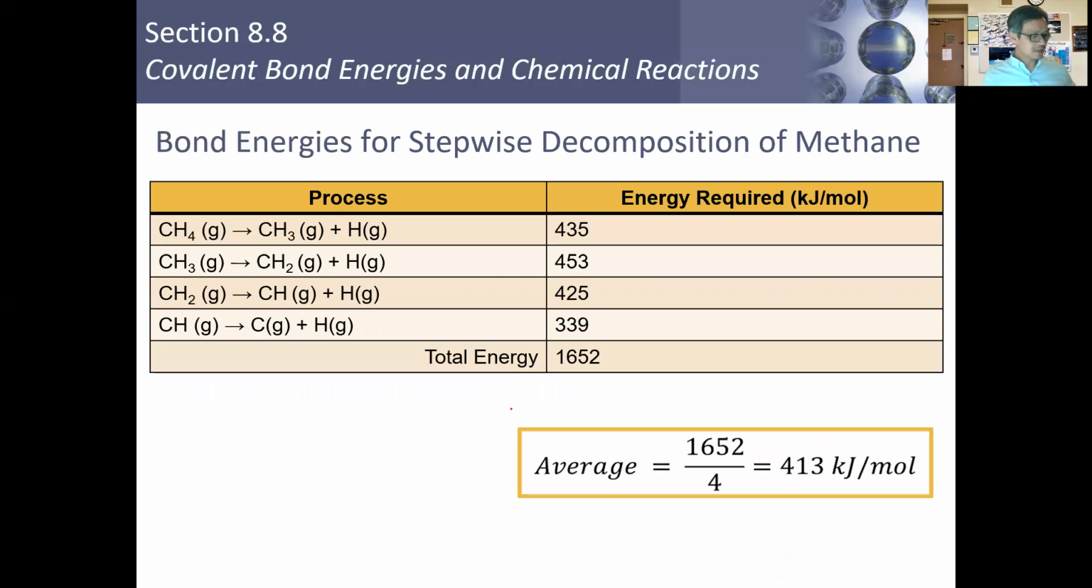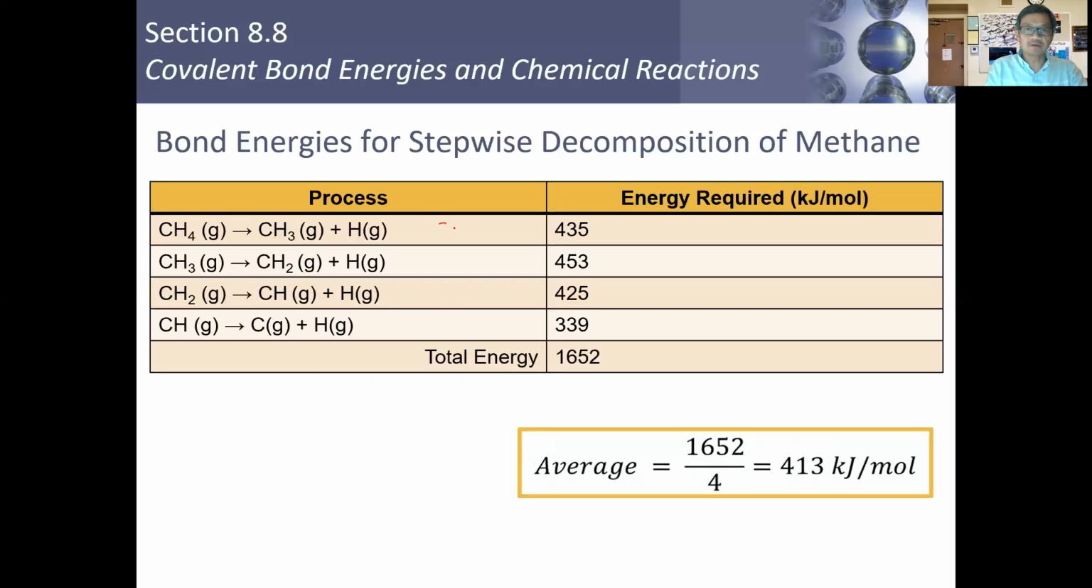So this table points out the bond energy required to break each one of those carbon-hydrogen bonds successively. For the very first one, we're breaking one carbon-hydrogen bond, so we're left with CH3 and the hydrogen atom by itself. The energy required to do that is positive 435 kilojoules per mole. And if you notice, that's not the same for each one of these.